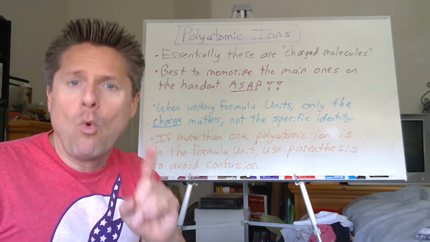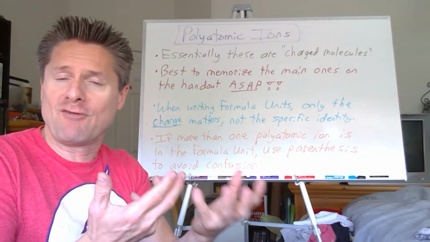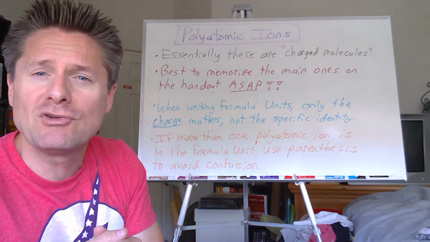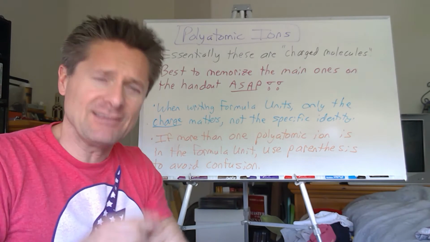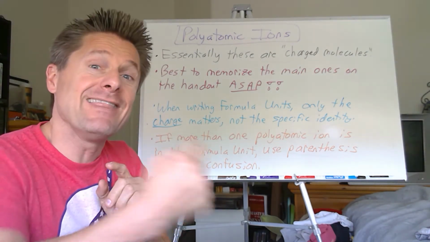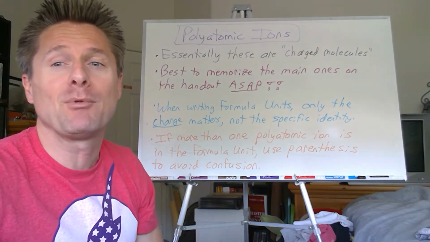If you have more than 1 polyatomic ion, in order to draw the correct formula unit and get the proper charge ratio to give a neutral compound, you've got to put that polyatomic ion in parentheses. So put parentheses around that polyatomic ion and then put the subscript. Otherwise, it looks really weird. So we'll do a couple examples that show you that.